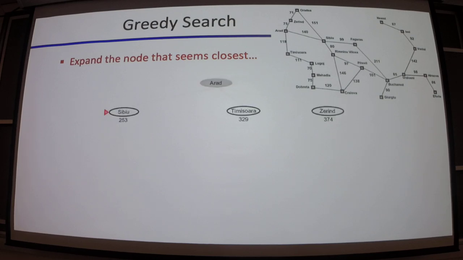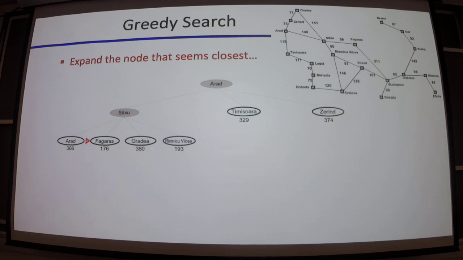We started in Arad. Its heuristic value is 366. It has these children, which end up on our fringe with these heuristic values. So greedy search is going to say, I'm going to pop off the fringe the one that has the lowest heuristic value, and from there we plop that one's children onto the fringe, and go on from there until we end up with Bucharest on our fringe, which has, if it's a good heuristic, 0. It doesn't take any cost to get from Bucharest to Bucharest. And so we pop that. Now we have this path.